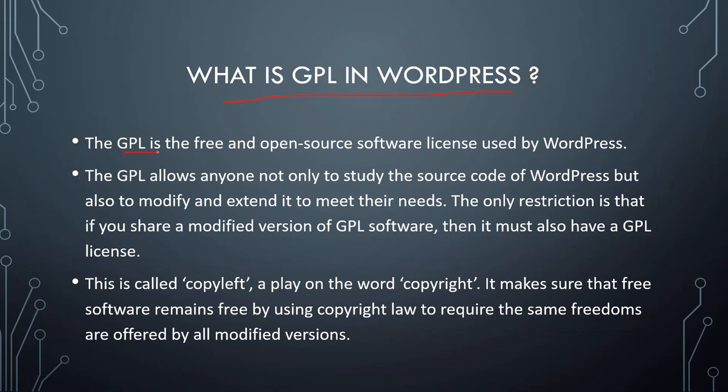Let's start by understanding what is GPL. GPL stands for General Public License. It's a free and open source software license used by WordPress, and WordPress also is a free and open source platform. You don't have to pay any fee or any recurring fee in order to use this WordPress software to make your website.